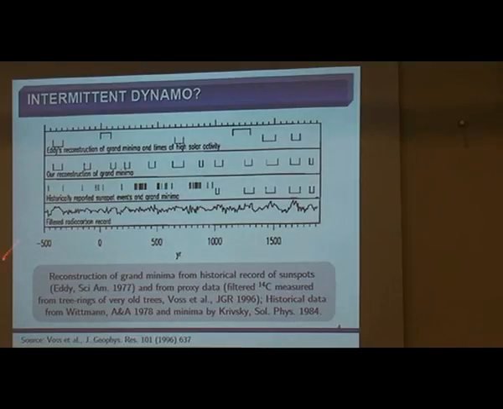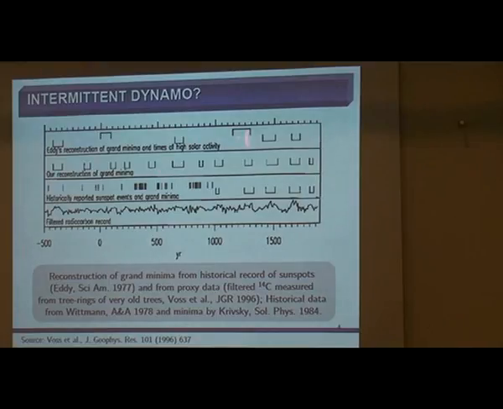But even if you start just with historical observational data, you can see some minima in the time series. This is from the naked eye observations, and from the telescope era onwards you have better data. This is the proxy data used during this period: carbon-14 measured from tree rings of very old trees. The level of carbon-14 is inversely proportional to the solar activity, so you can identify the minima.